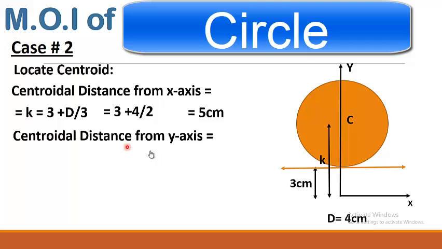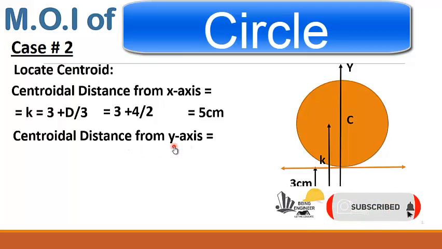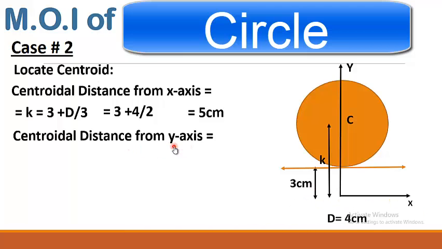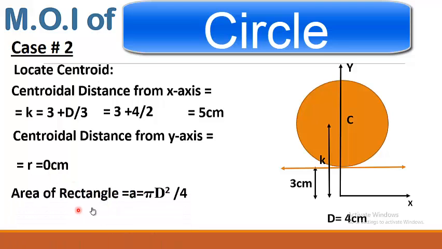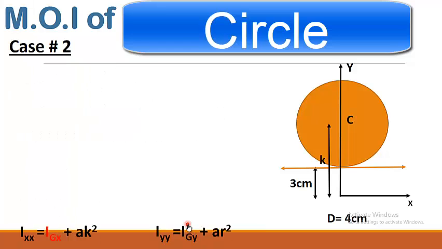Now the centroidal distance from the y-axis, which is represented by r, is equal to 0 centimeters, as the y-axis passes through the center of the circle, so the distance r will be equal to 0 centimeters. Now the area of the circle is equal to pi d square divided by 4. A similar procedure will be adopted to calculate the area of the circle, which is 12.568 centimeter square.